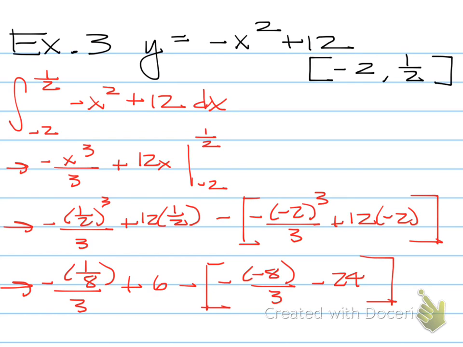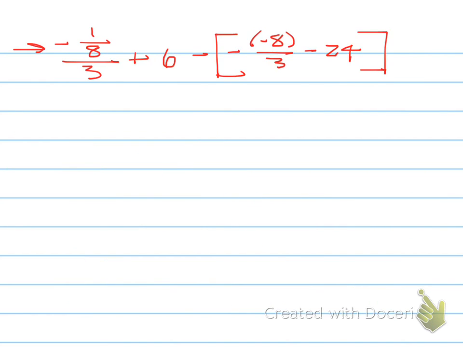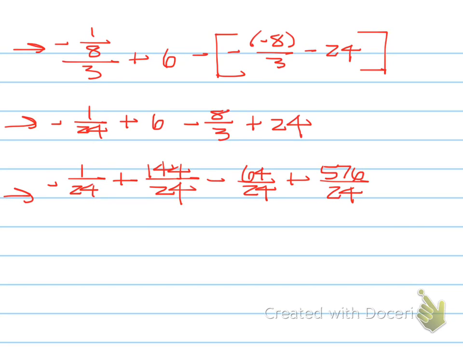Once we plug in everything and simplify, we want a common denominator of 24. Once we have our common denominator, we add all the numerators and we get 655 over 24 for the area under the curve.